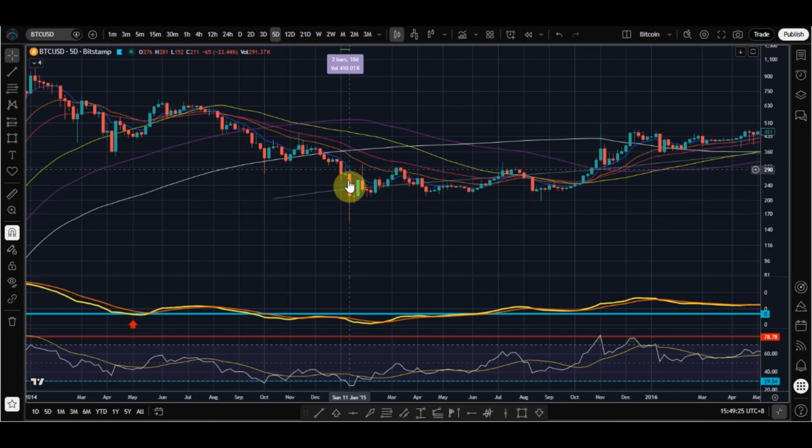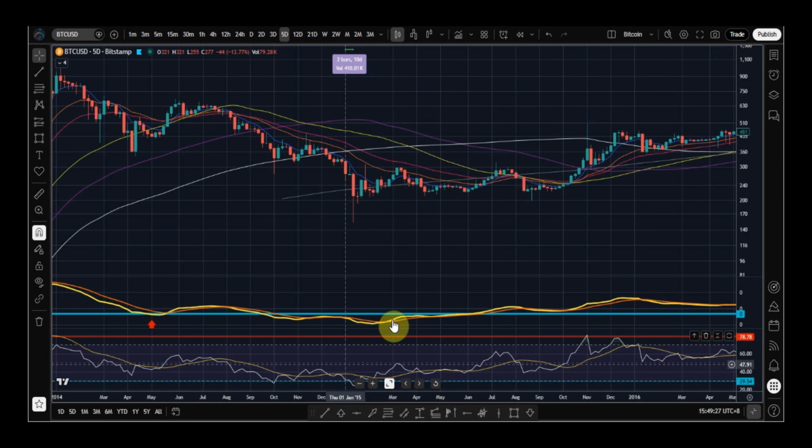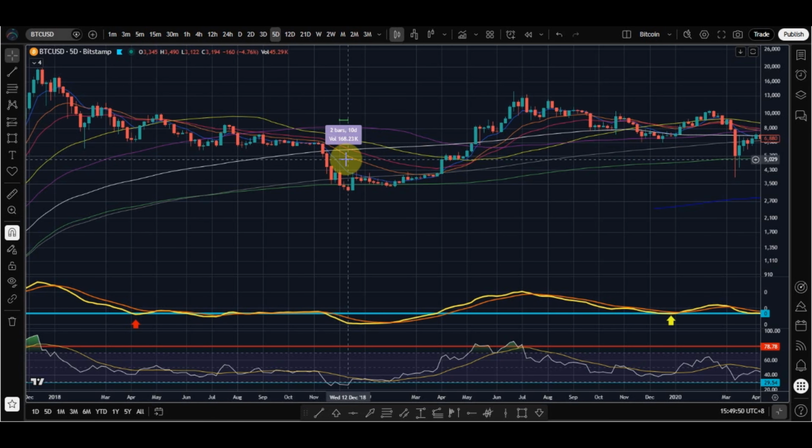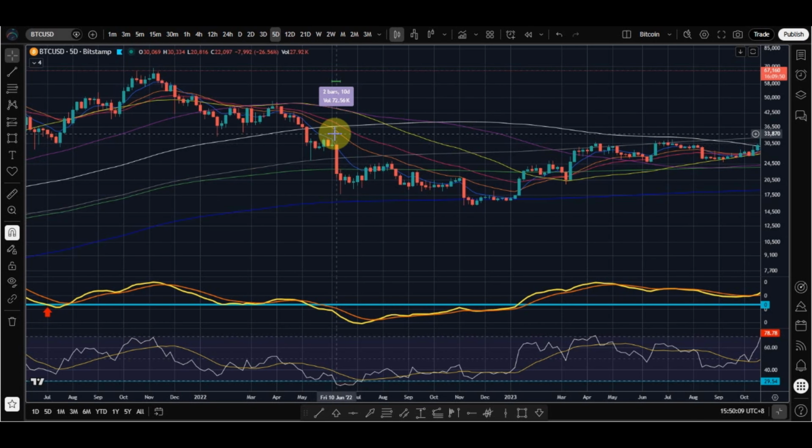This coincided with the RSI going below the blue line shown. The next cycle bottom, exactly like before, 10 days after the cross. RSI is the same as before going below the blue line. The next cycle bottom, exactly like before, 10 days after the cross, and RSI is the same as before going below the blue line.